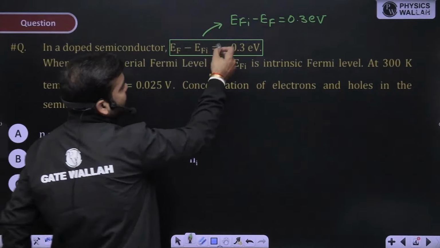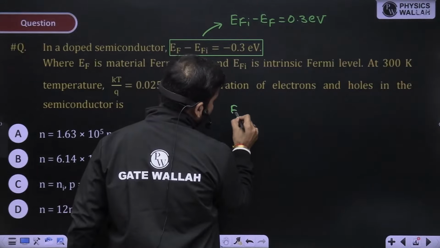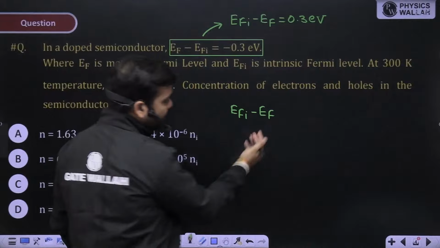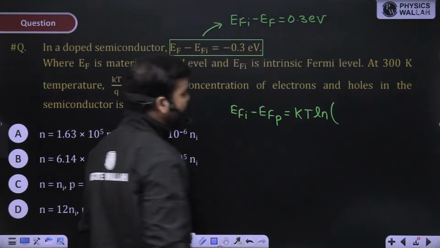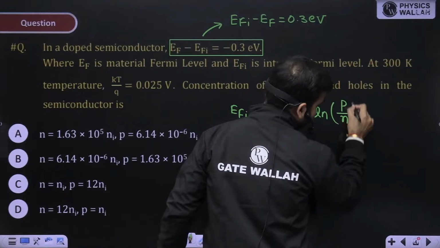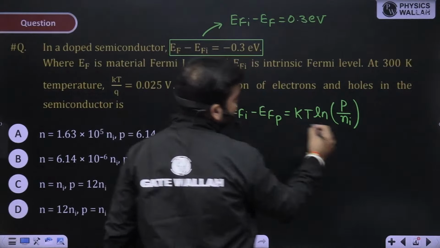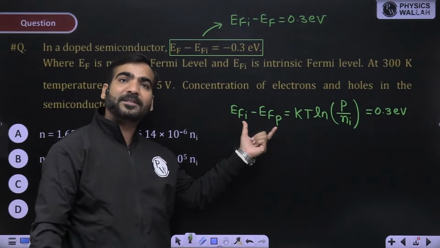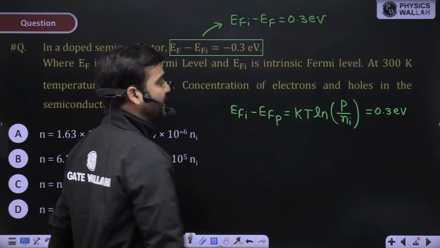EF minus EFi is given as negative, so I have taken EFi minus EF as 0.3 electron volt. What is the meaning of EFi minus EF? It means it is a p-type semiconductor where the Fermi level is below intrinsic, and its formula is kT ln of p divided by ni. Yesterday I told you EFi minus EFp equals kT ln of p divided by ni, so from here we can calculate the equilibrium hole concentration. EFi minus EFp is given as 0.3 electron volt, which in the MOS capacitor we represent as q phi F, the Fermi potential energy.